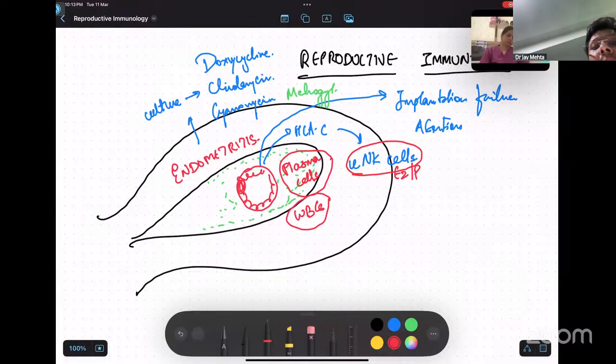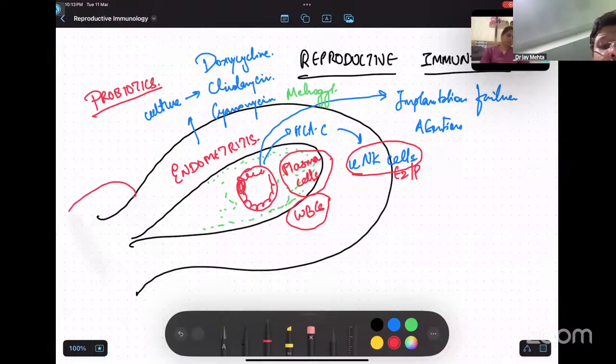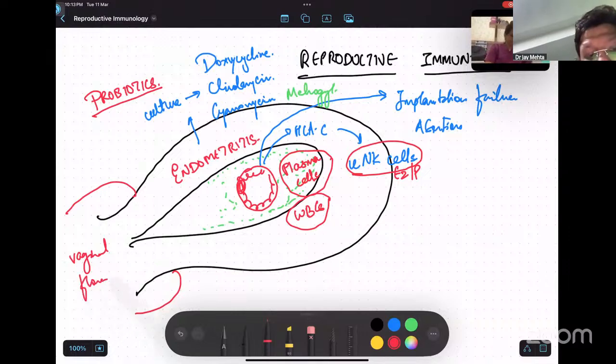Very good. But one thing which you should never forget to add in your prescription is probiotics, because probiotics are going to improve the vaginal flora. And if the flora of the vagina improves, automatically the recurrence of endometritis goes down.